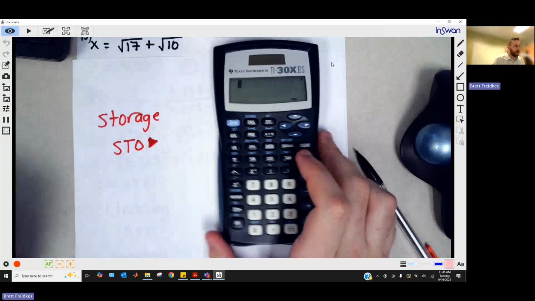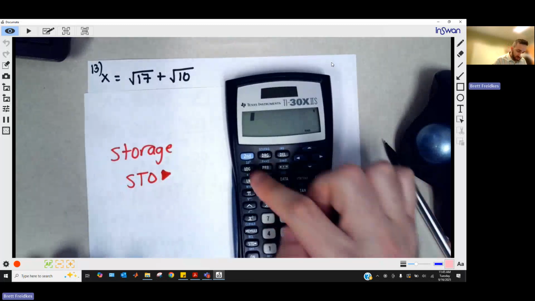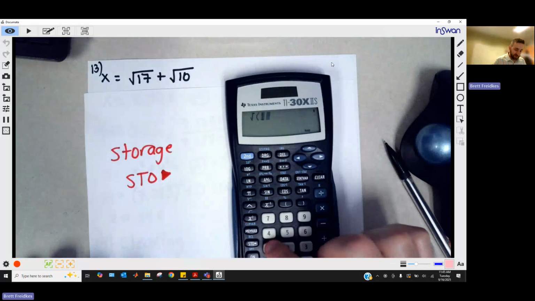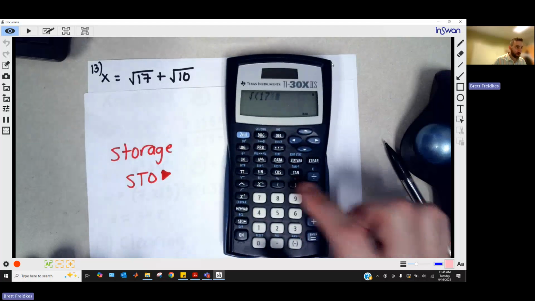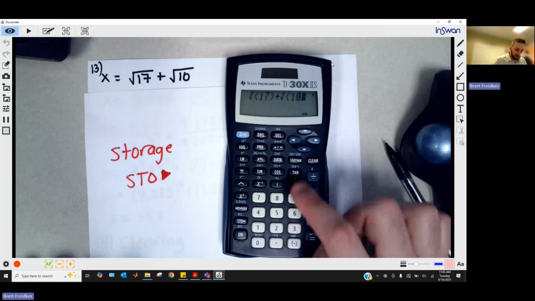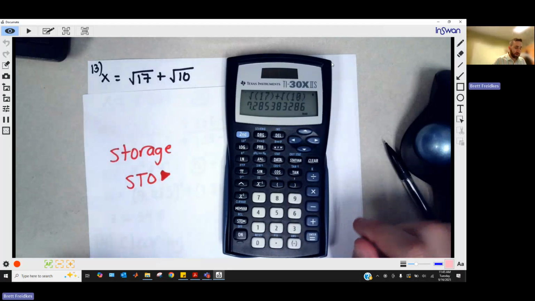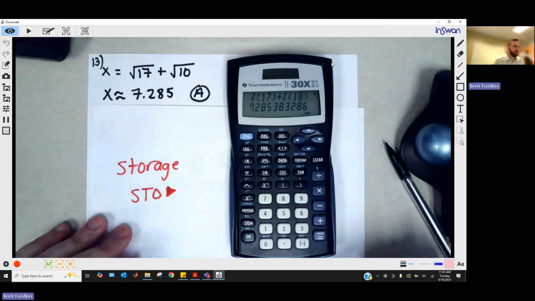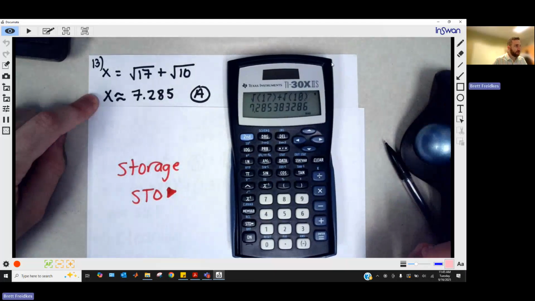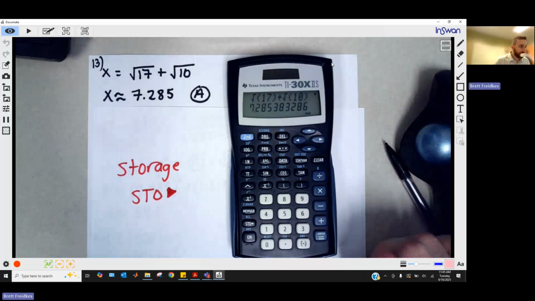Let's say that I want to compute this value of x, which is going to be the square root, second radical, of 17, close it, plus I'll do the same operation for the square root of 10 and click enter. We see that we get this number that's like 7.285. Maybe this number is important to me. Maybe I have other equations for x that are coming later on.